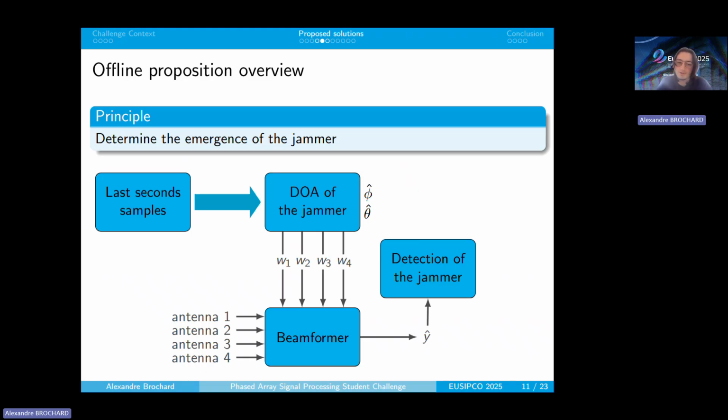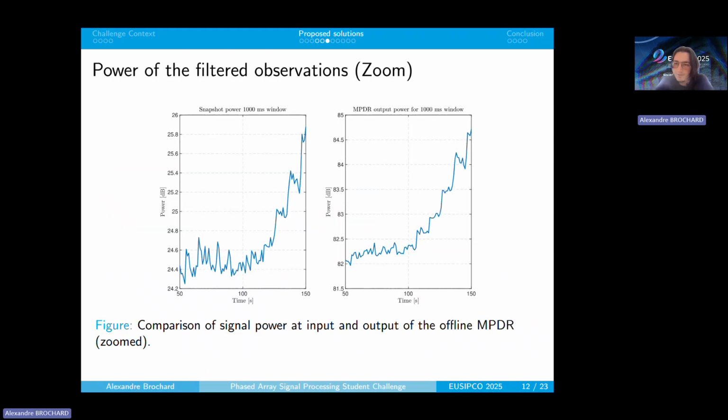Then we are going to use the raw data as input, and then we are going to have some filtered observations, and then we will try to detect the jammer. So we have two plots on this slide. On the left, we have the power of the raw observations, and on the right, we have the power of the filtered observations.